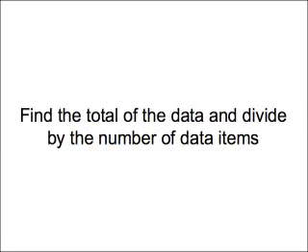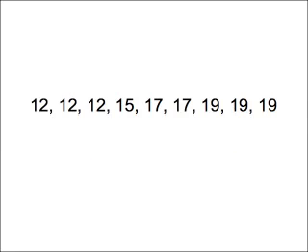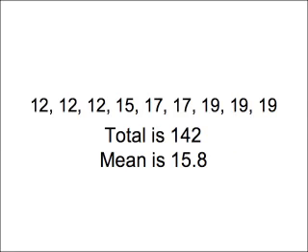The mean, just a reminder: to find the mean, it's the total of the data and you divide by the number of data items. So for instance, for 12 young people at a McDonald's party, you would find the total of their ages, which is 142, and you would divide that by 9 and you get 15.8 when you round off to one decimal place.